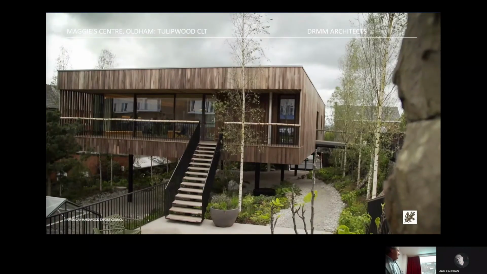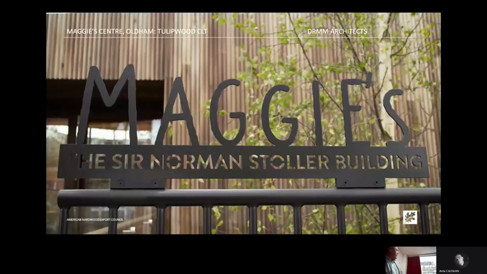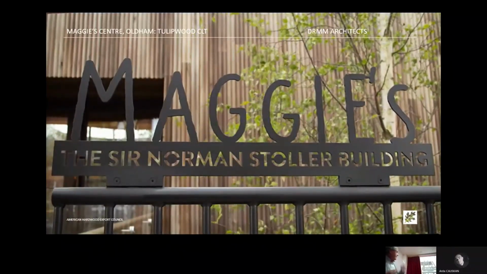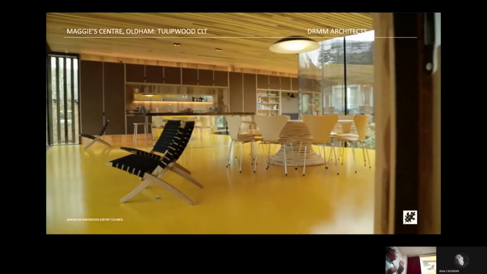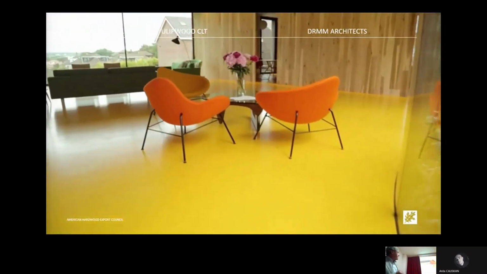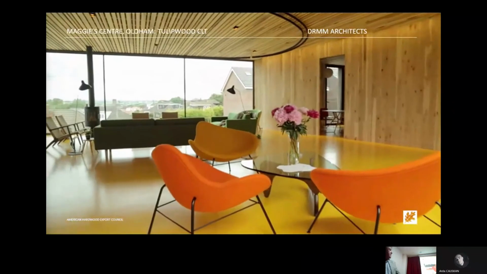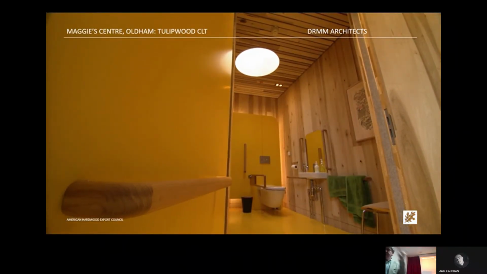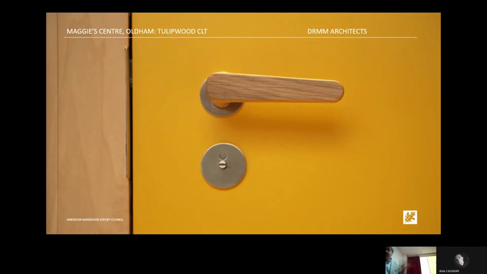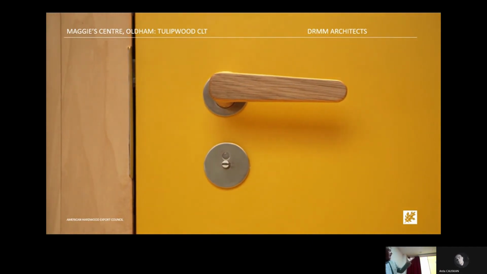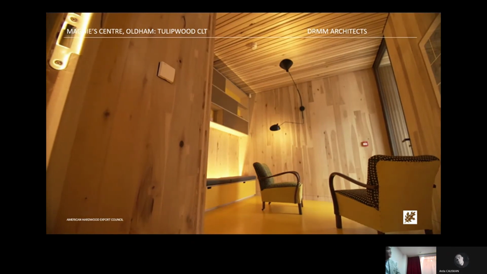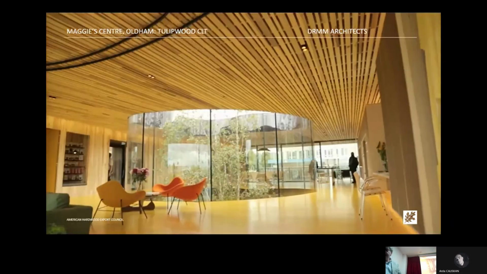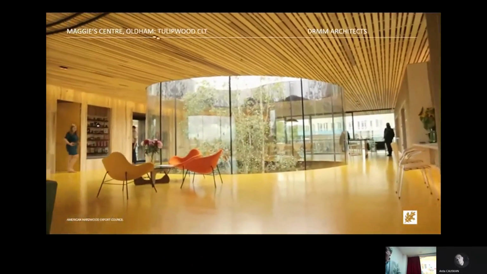A little video of the building. It shows the inside. So all of the tulip wood panels inside have been left unfinished because they wanted the aesthetics of the tulip wood to show through. All of the handles are all in timber. And all of the ceiling of the main building is all in tulip wood strips.